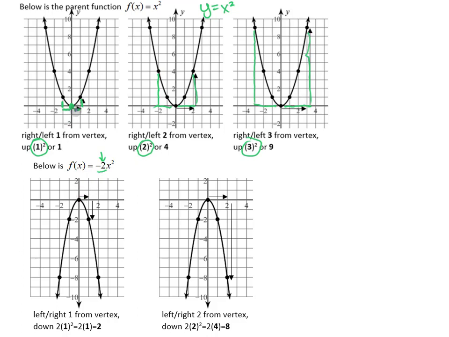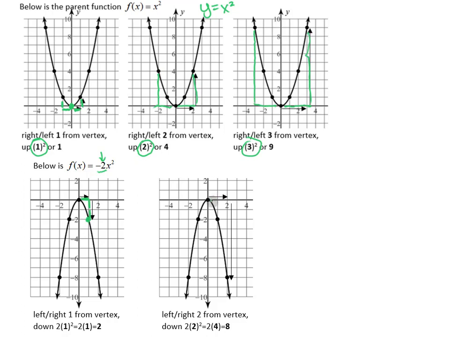For instance, on my parent function, if we went left or right 1, we go up that distance squared. Well now, because it has a negative a value, we'd be going down. So if I went left or right 1, I should normally be going down 1, and I would normally have a point right here. However, that 2 means we're going to double that vertical distance. So instead of going down 1, we go down twice as far to find our next point. That 2 is giving what's called a vertical stretch by a factor of 2.